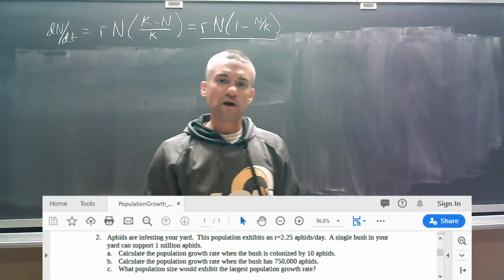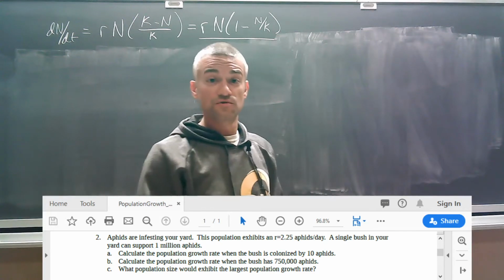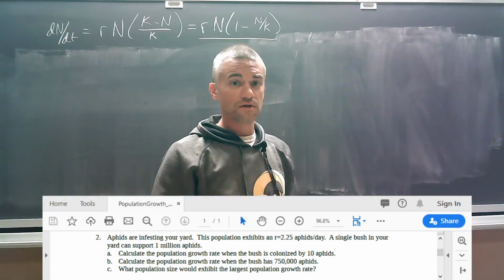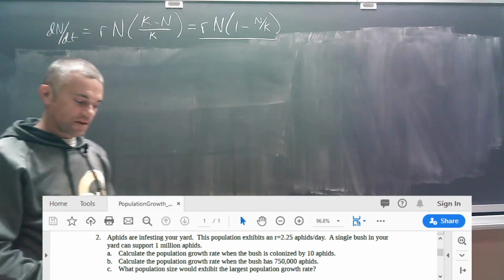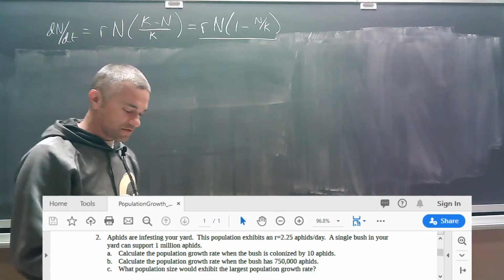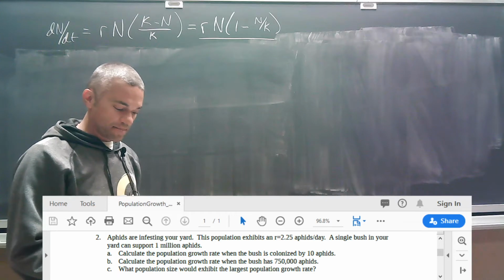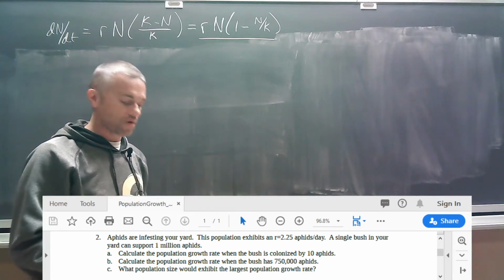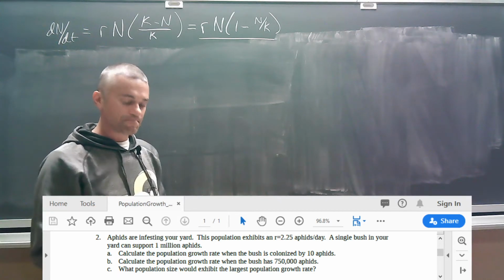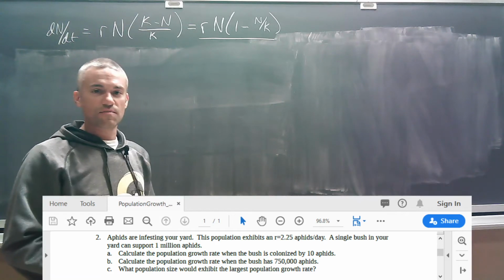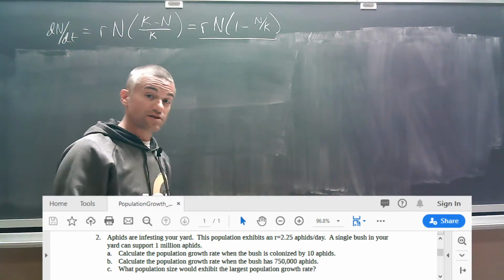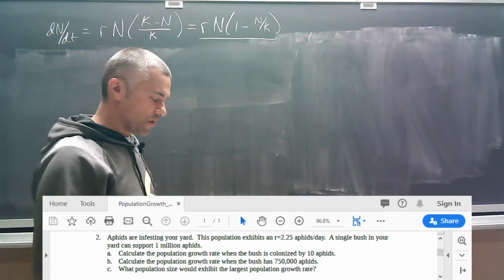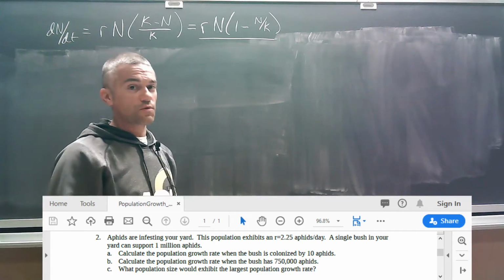We have a second problem to give you practice using the logistic growth equation. Our second problem says that aphids are infesting our yard. Population exhibits an R of 2.25 aphids per day. A single bush in our yard can support 1 million aphids. And then I ask you to calculate population growth rates for two different population sizes, and then I ask you one more question. So it's a word problem.